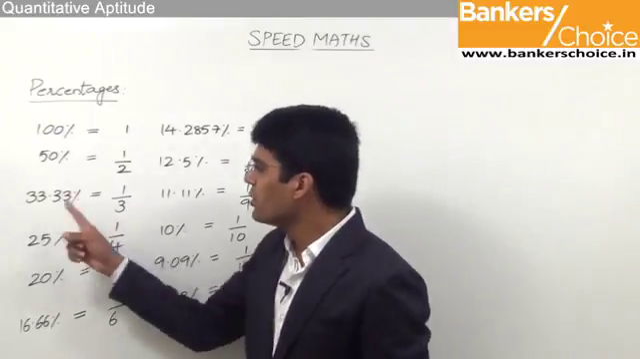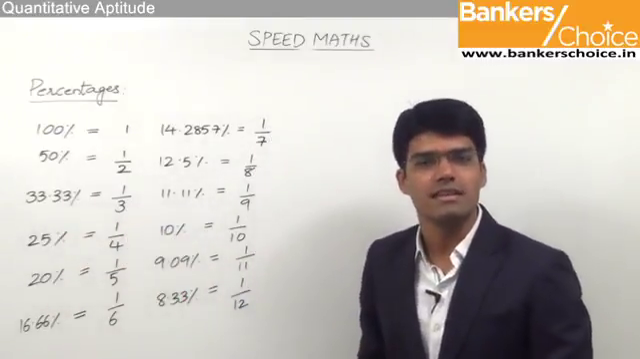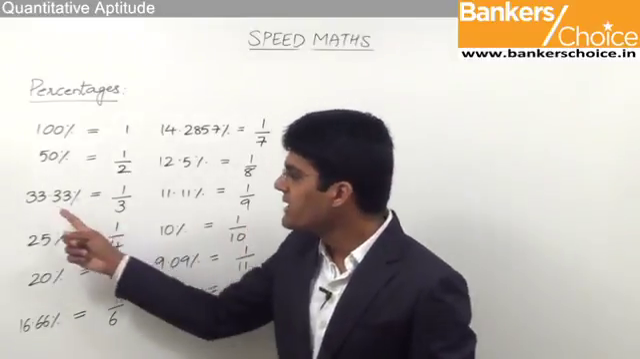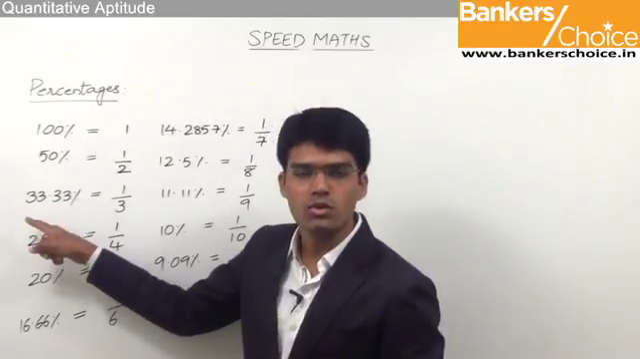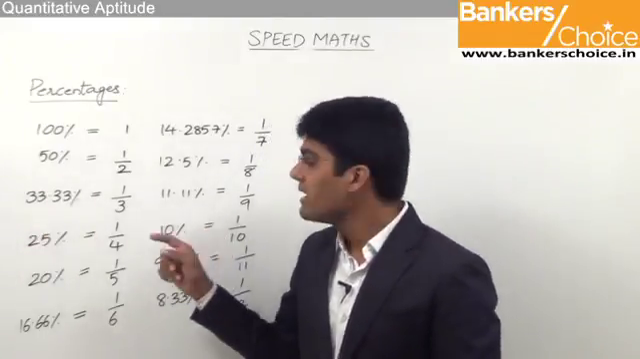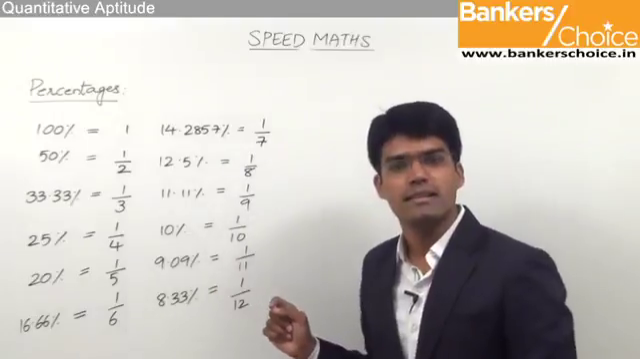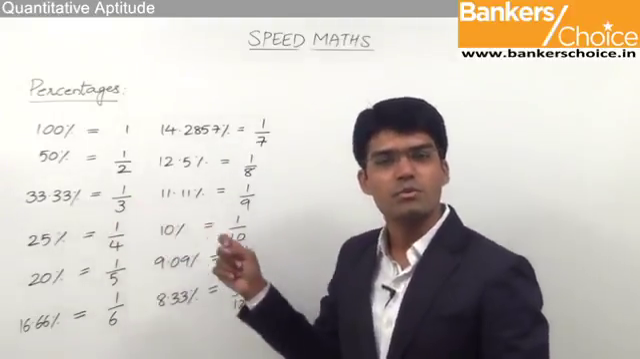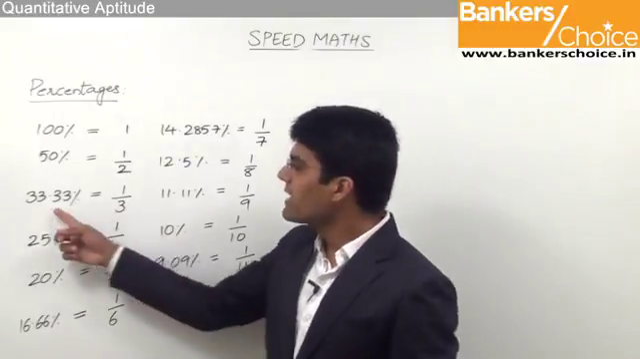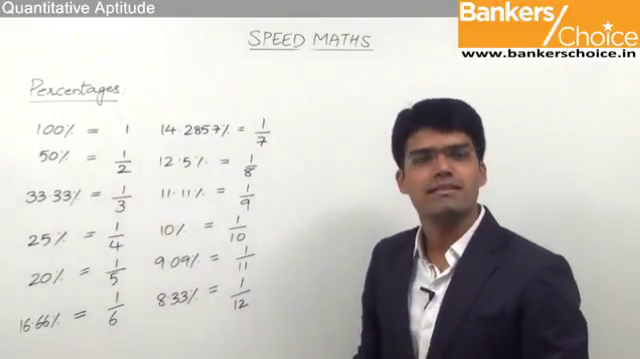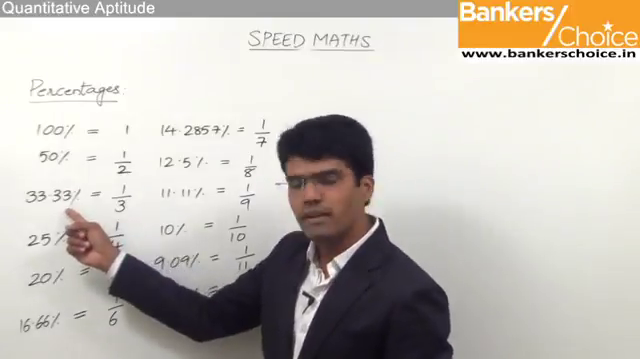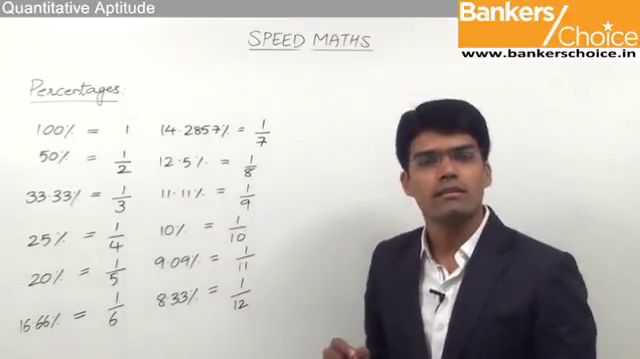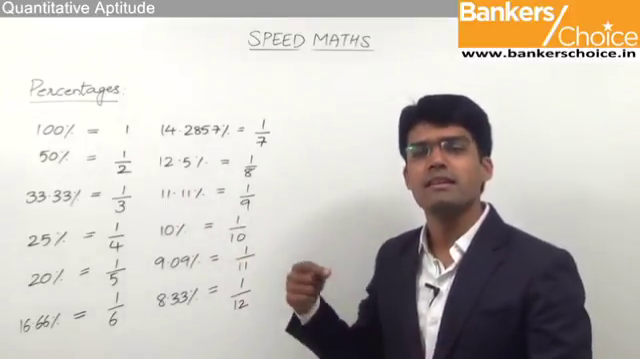But if we multiply both the sides by 2, the equation doesn't change. So let us multiply left hand side by 2 and the right hand side by 2. So 33.33% into 2 is 66.66%. And 1 by 3 into 2 is 2 by 3. So now we can also say that 66.66% is equal to 2 by 3. Similarly, we can multiply both the sides by 3. The equation doesn't change. So 33.33 into 3 is 99.99. 1 by 3 into 3 is equal to 1. So 99.99% is equal to 1.